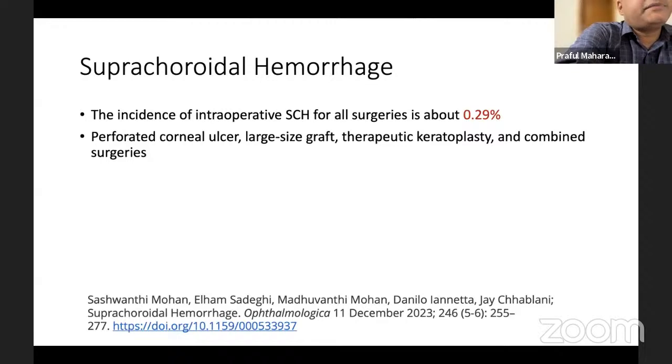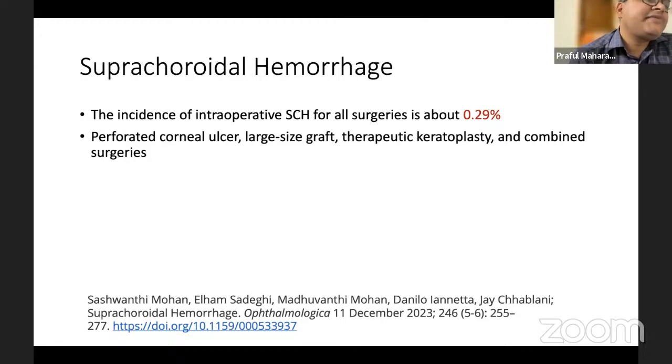Now, suprachoroidal hemorrhage. Remember all these open sky procedures, especially optical triple PKP. The major concern is suprachoroidal hemorrhage, and the intraoperative incidence of suprachoroidal hemorrhage for all surgeries like trabeculectomy, glaucoma, everything is 0.29. For cataract it is almost 0.03. Exactly for PKP, there are no such specific incidence figures, but it's somewhere between 0.2 or maybe 0.1.